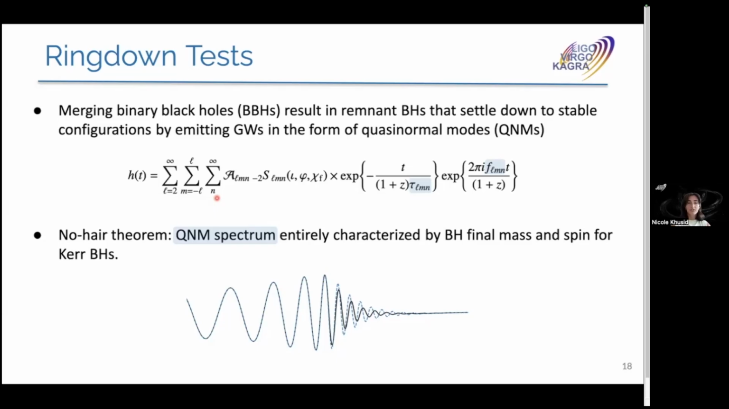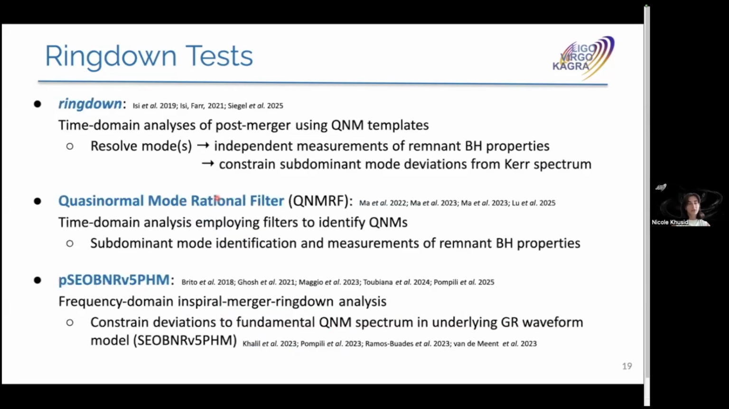This collection of fs and taus, or frequencies and damping times, for all of the QNMs makes up the spectrum of QNMs for a black hole. And in GR, by the no-hair theorem, this tells us that the QNM spectrum is completely determined by the values of the final mass and spin of the black hole. On the next slide, I'll explain how, leveraging this theory, we use 3 different pipelines to perform ringdown tests with these things in mind.